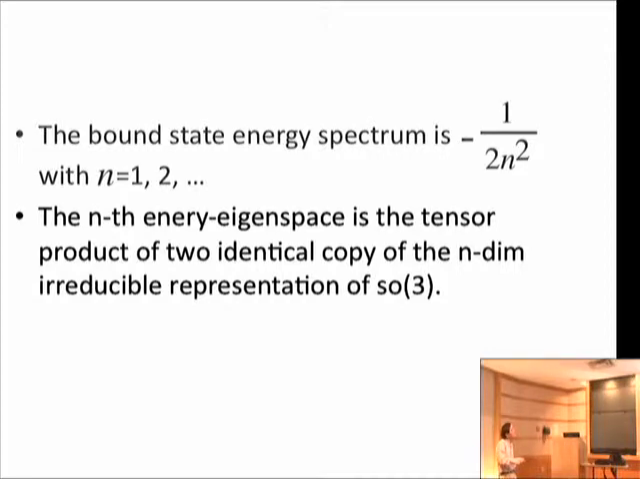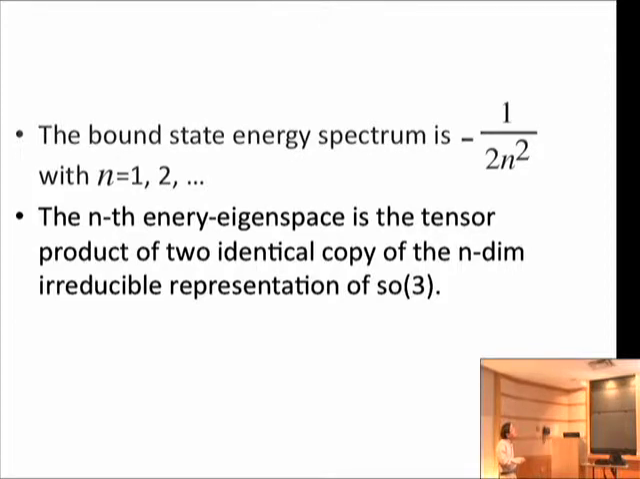Remember I said that SO(4) is locally isomorphic to two copies of SO(3). Okay, so an irreducible representation of SO(4) would be a tensor product of two irreducible representations of SO(3). But then remember there's a condition A dot L should be 0. And that condition really says the two copies of the SO(3) irreducible representation should be the same. So it has to be identical.